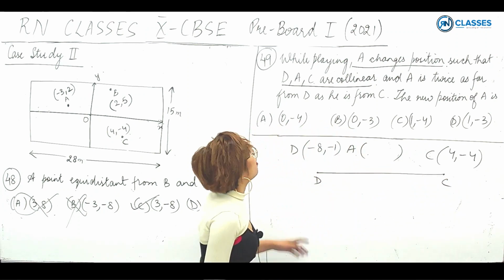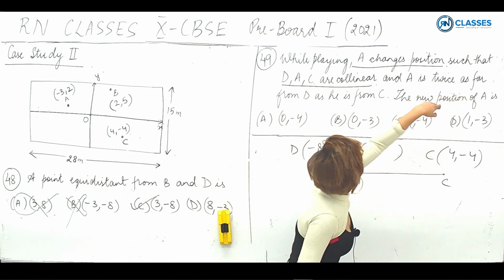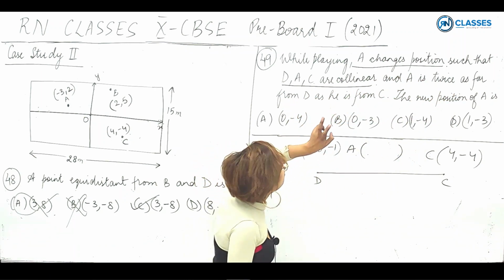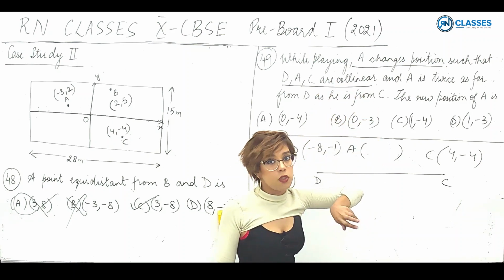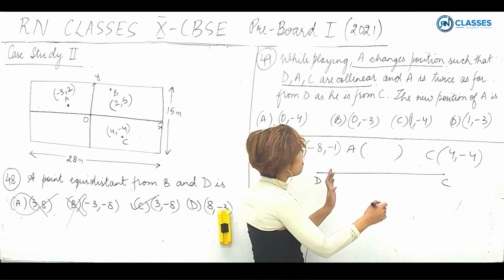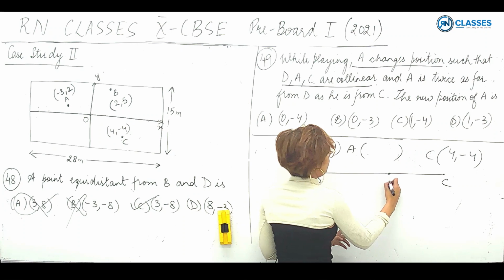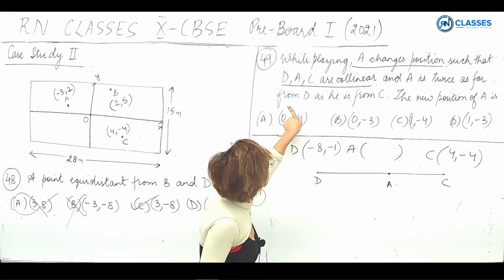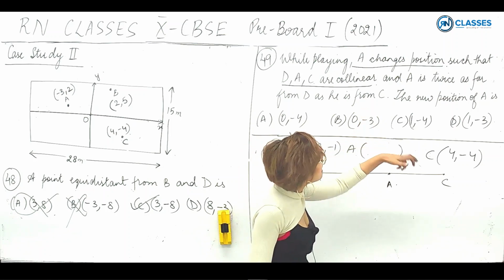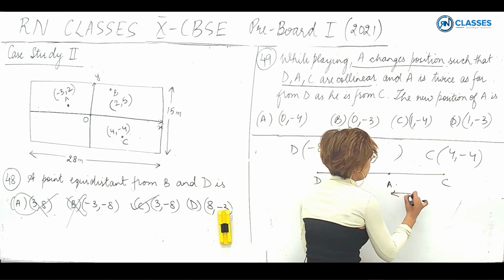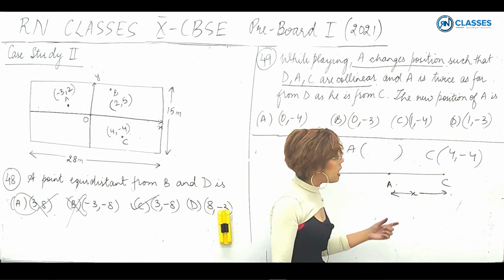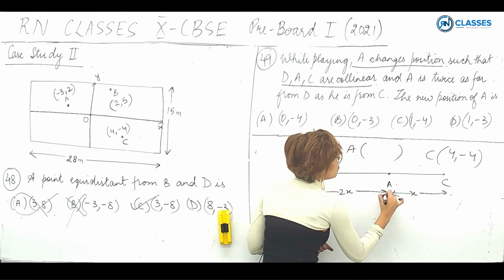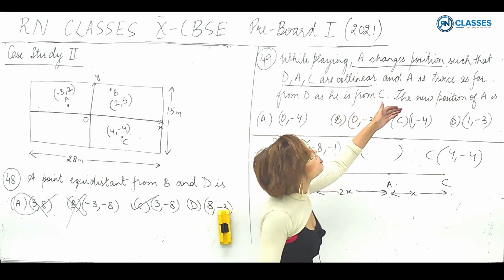C, A is looking. Now A is twice as far from D as he is from C, right? Twice as far from D. So he is farther from D, right? So maybe my A is here, right? Twice as far from D as he is from C. Suppose he is x distance away from C, right? He is twice as far. That means this distance is 2x. Right? Now he says new position of A.